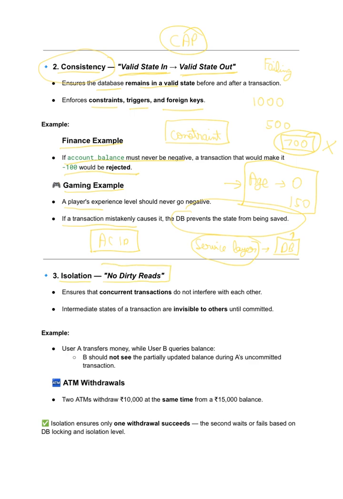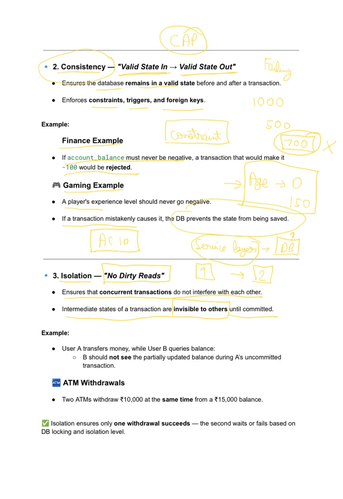Let's discuss the third, which is isolation. Isolation means no dirty reads. That means one transaction is independent of the second transaction. It ensures that concurrent transactions do not interfere with each other. Intermediate states of a transaction are invisible to the others until committed.